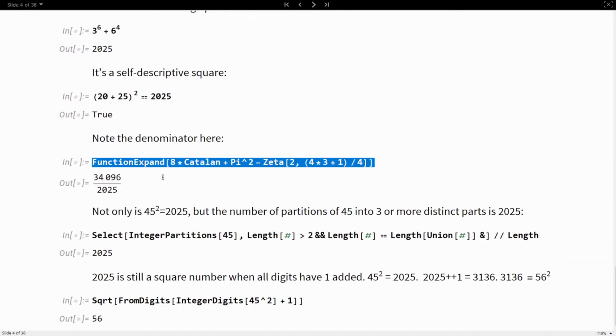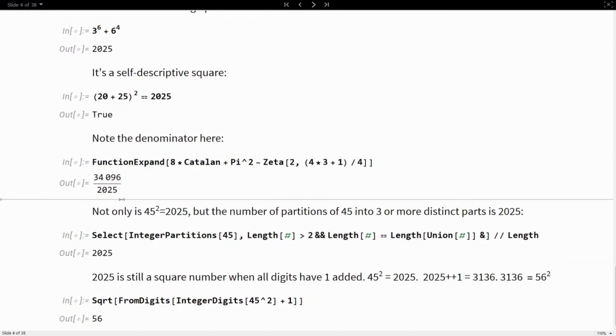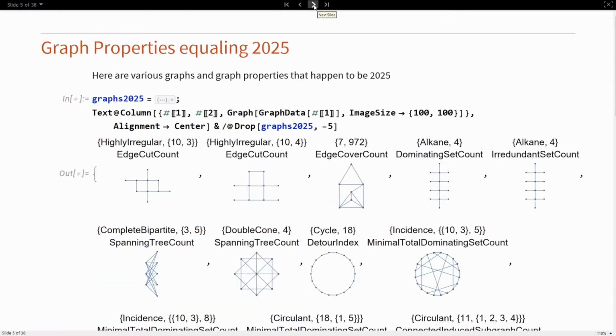I'm not sure where I got this, probably somewhere in the Online Encyclopedia of Integer Sequences. And a final neat property is that if you add 1 to all digits, you get 3136, which is also a square number, 56 squared. So these are some unusual properties of 2025.